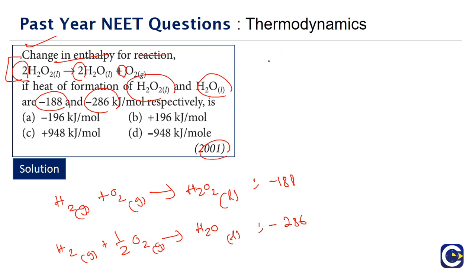We need to find enthalpy change for 2 moles of H2O2 liquid gives rise to 2 moles of H2O liquid plus O2. For this we have to find the enthalpy change. Now if you look at it, how do we get this? This is a question based on again Hess law. This is the overall reaction, right?